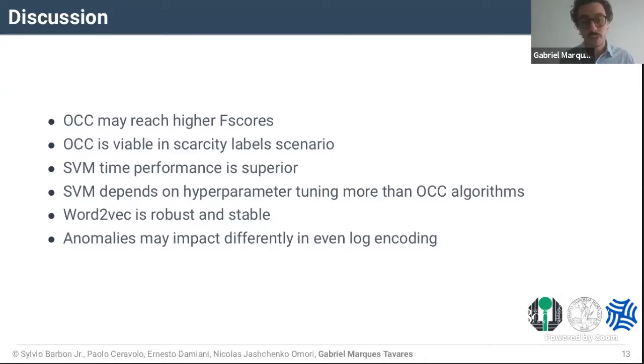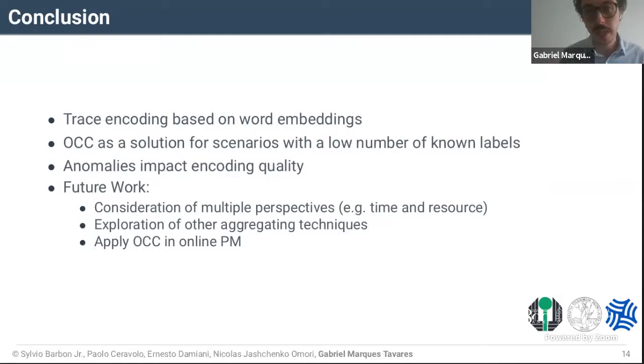We can also say that Word2Vec is very robust and stable across all the different hyperparameters we have used, and that different anomalies impact differently the event log encoding quality. So in this work, we proposed a two-step solution for anomaly detection, which is a self-supervised method based on word embeddings to encode trace behavior, in conjunction with one-class classification algorithms for the detection of anomalies in business processes. For future work, we consider adding multiple perspectives, exploring other aggregation techniques, and applying one-class classification in online process mining.